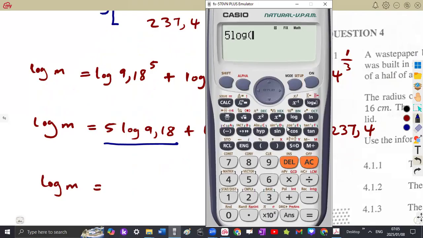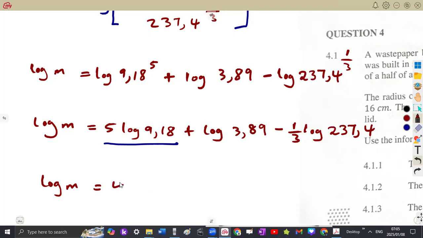5 log 9,18. All right, so it's going to give us 4,814, just like that. So this is what you're going to have, 4,814. So you do that up to the end. Each and every part that you are given there, simplify it on your calculator.